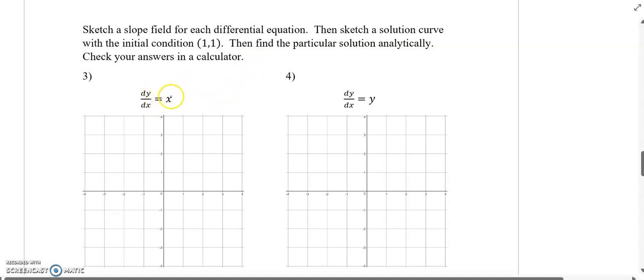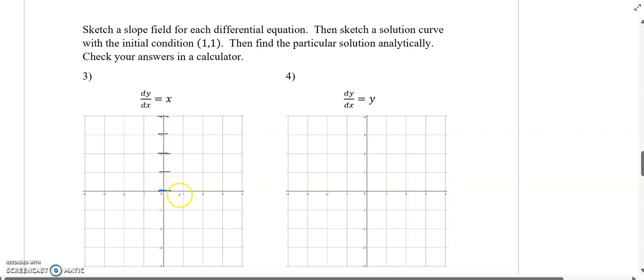So when dy dx is equal to something in terms of x, then it doesn't matter what y is. For example, if x equals 0, then dy dx equals 0, whether y equals 0 or 1 or 2 or 3 or 4. So at x equals 0, we've got horizontal lines everywhere. We have them down here as well. I'll just draw them up top.